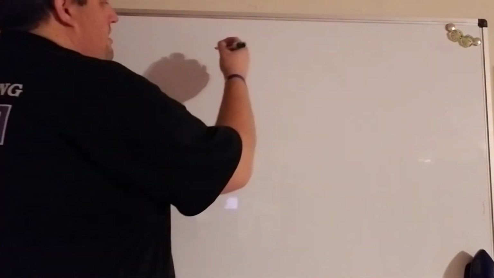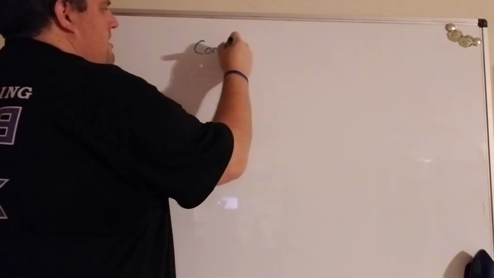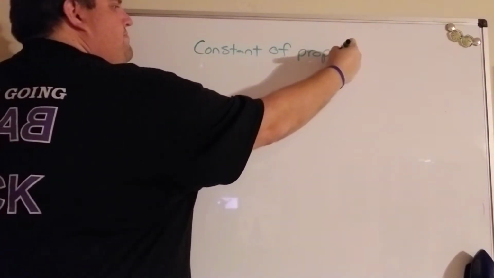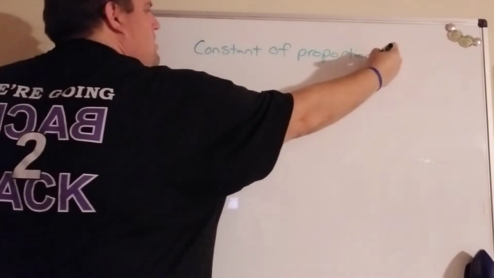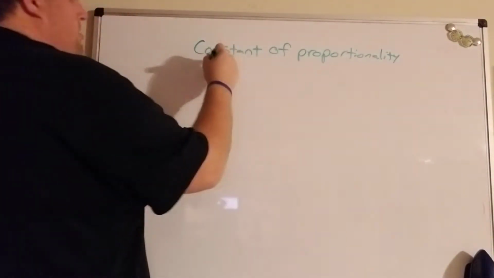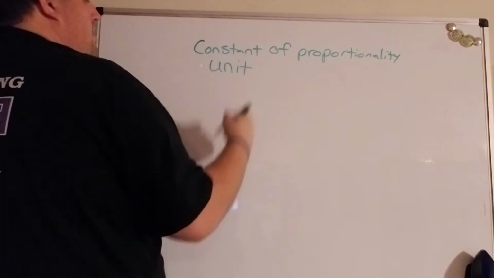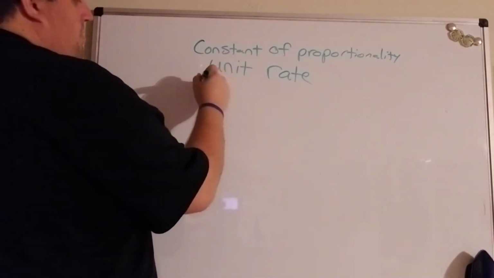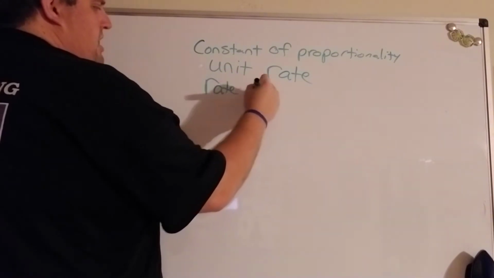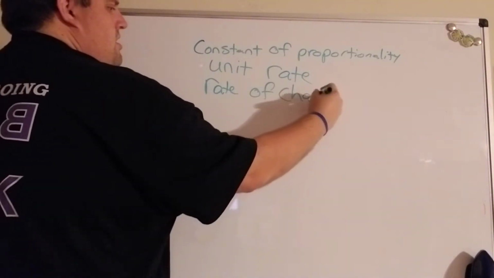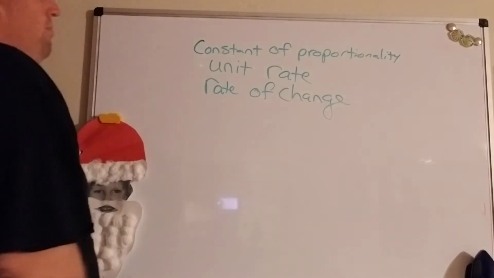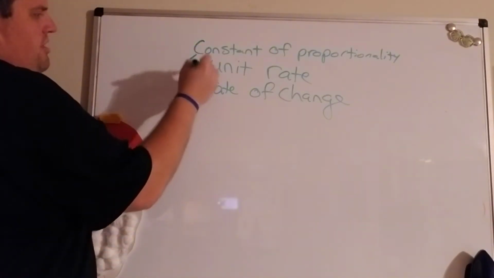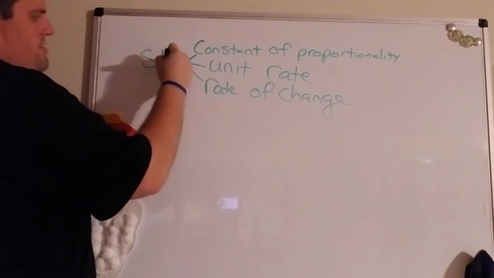So the constant of proportionality and the unit rate, all right, and what we would like to call rate of change. Those are all words that mean the same thing. And we're just going to kind of shorten those and always just talk about those as slope.